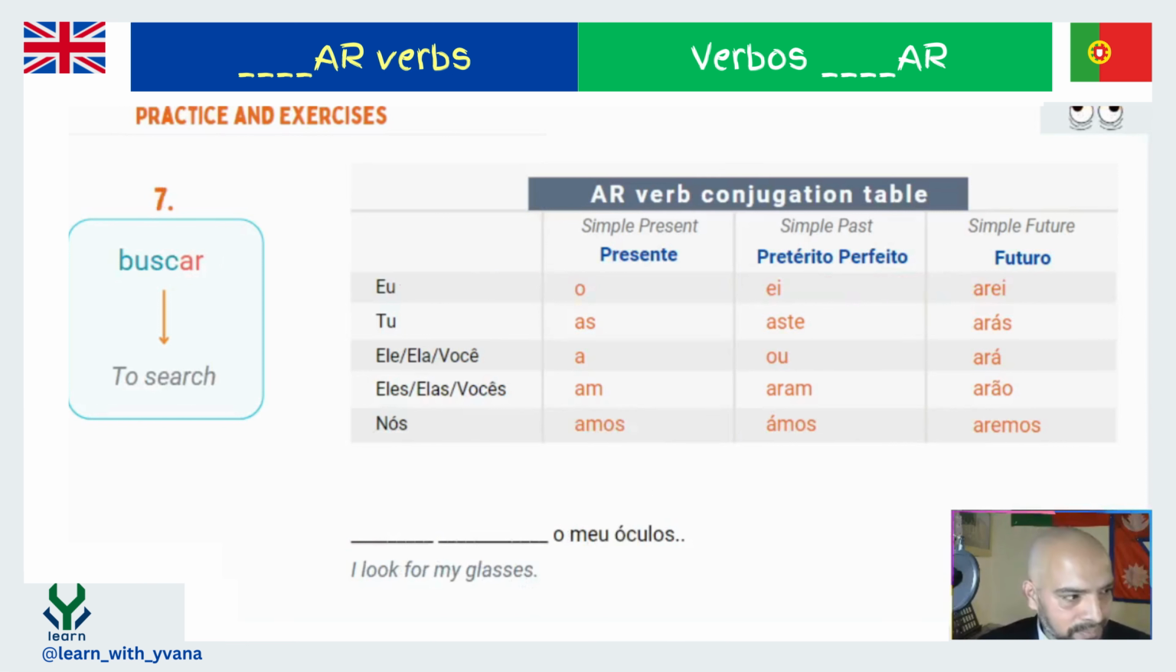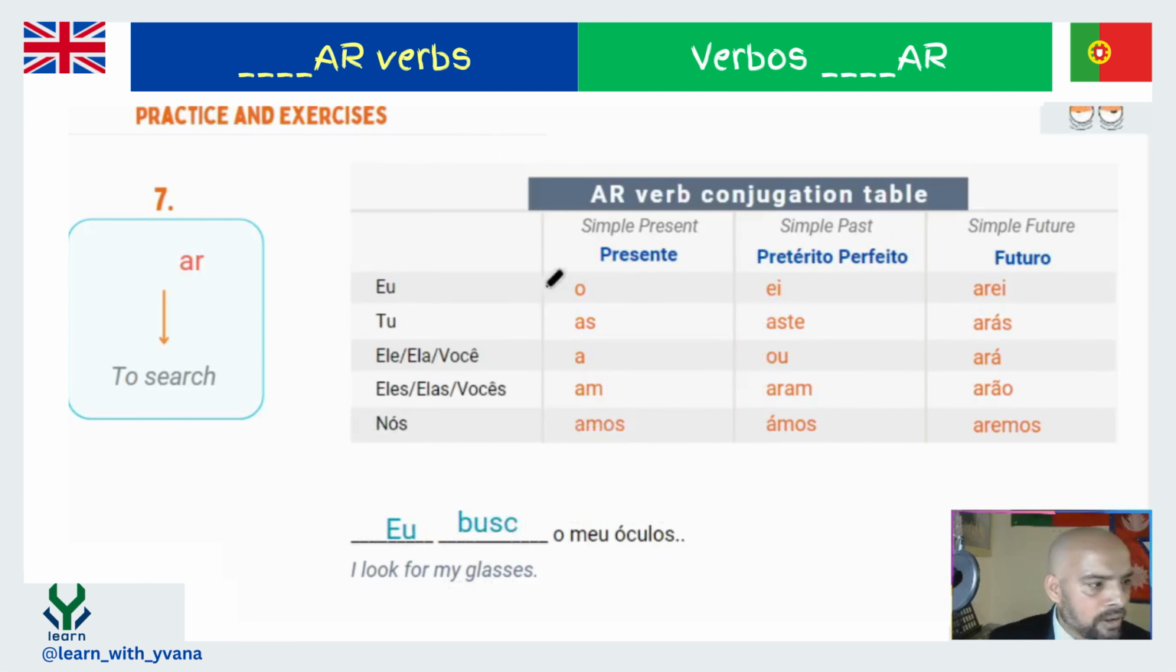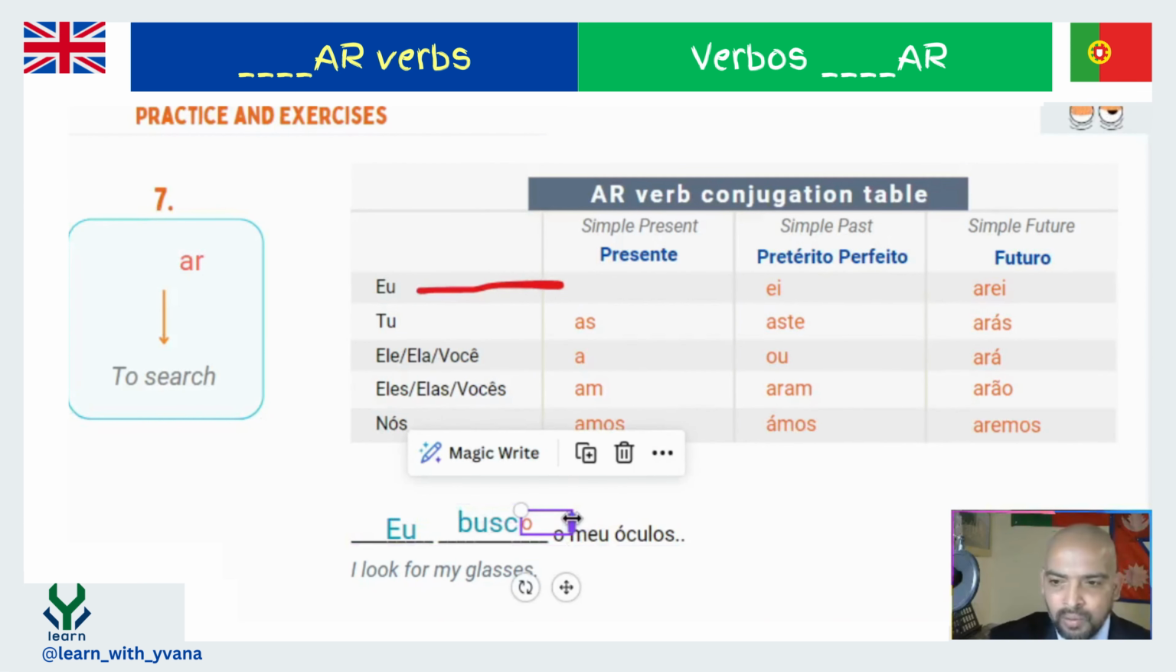Let's go to another one. Buscar means something that we want to find, right? For example, I don't have my eyeglasses, so I want to say I look for my glasses. So to say I, that is yo, I just take this BUSC, and with yo it is O, right? So I just take this here, and that means eu busco o meu óculos. I find my eyeglasses.